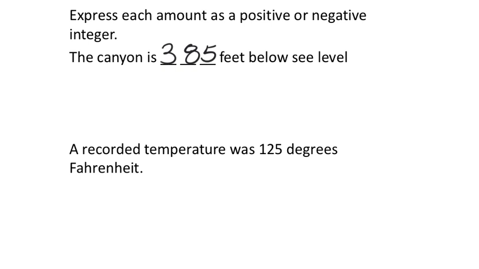But the first one, we've got the canyon is 385 feet below sea level. Now, the key word here is below, which indicates that if you were at sea level, you'd be underneath it, which means you'd have a negative value, and then it's just the same value that we have. Boom. Now, in my heart, I really badly want to put feet in there, but that's not what it wants. So don't do it on the assignment either.